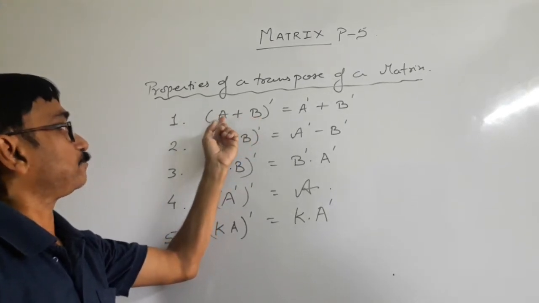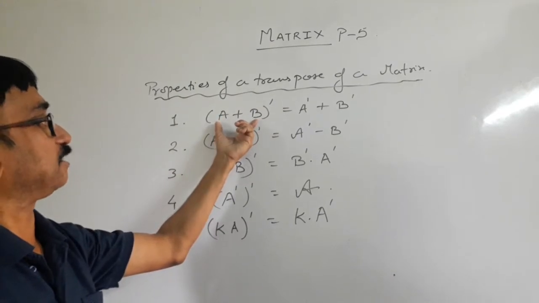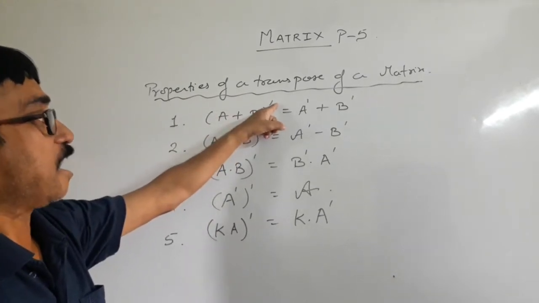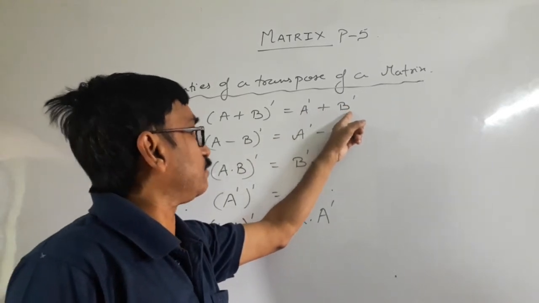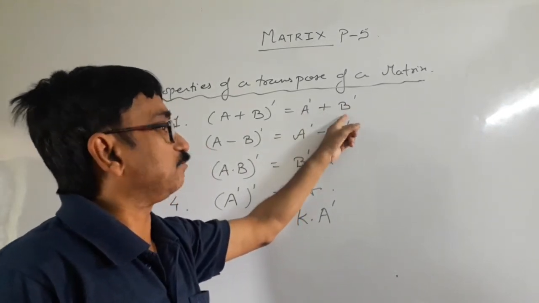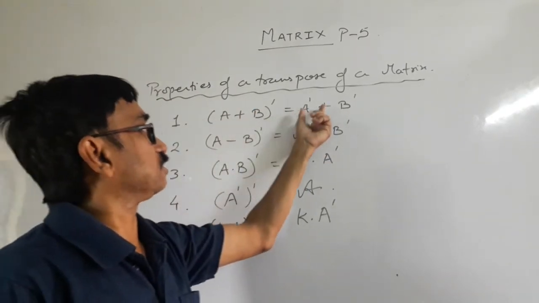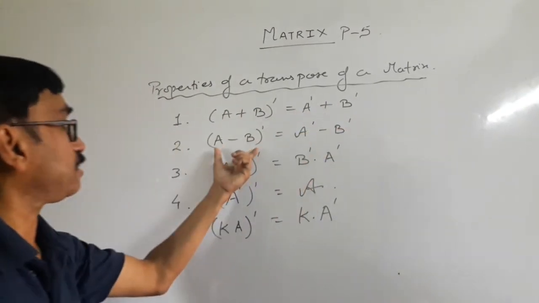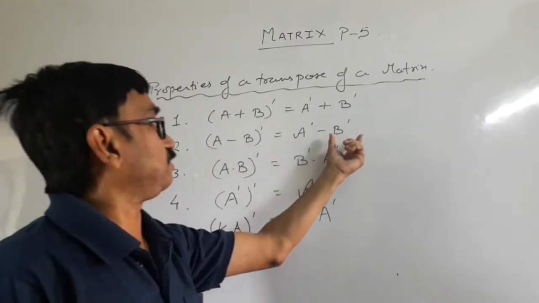So A plus B, the whole transpose: first we have to add up the matrices and then take the transpose, and here we individually first transpose both matrices and then their corresponding elements must be added up. So A plus B transpose equals A transpose plus B transpose. In the same way, A minus B, the whole transpose equals A transpose minus B transpose.